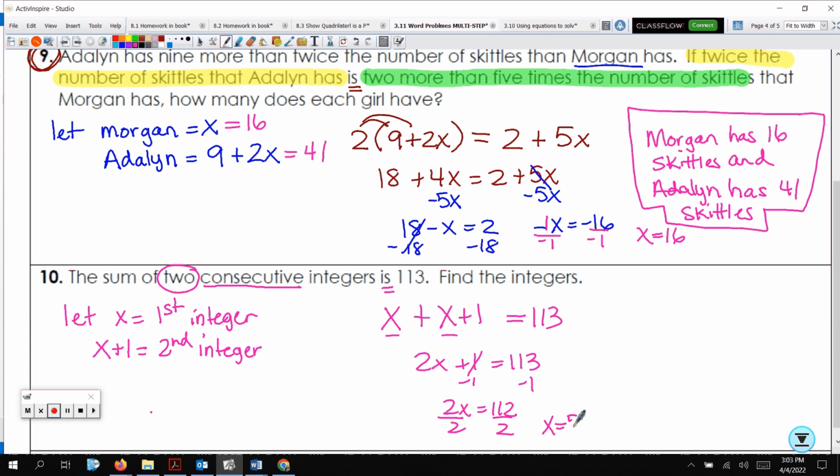x equals 56. So my first integer is 56. And my second integer is 57. So my 2 consecutive integers, my integers that are one after another, are 56 and 57.